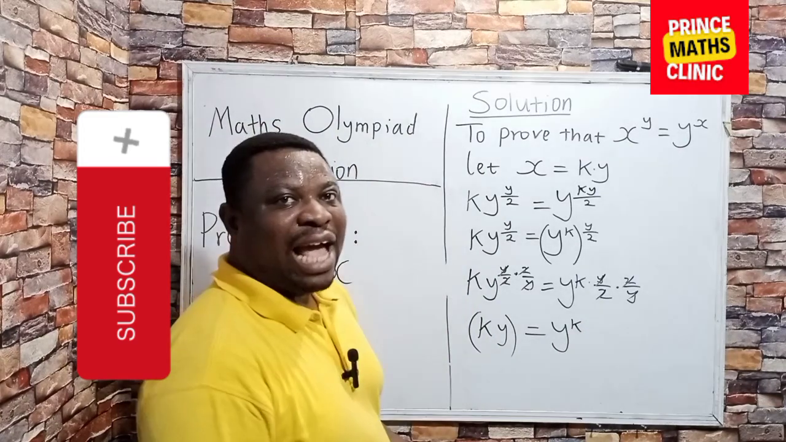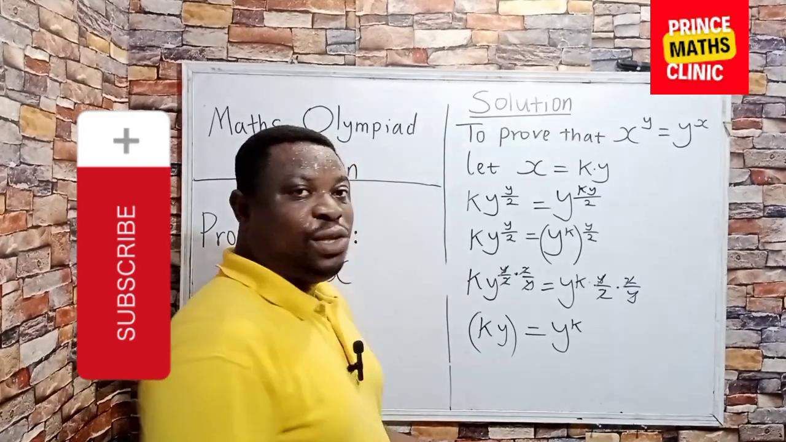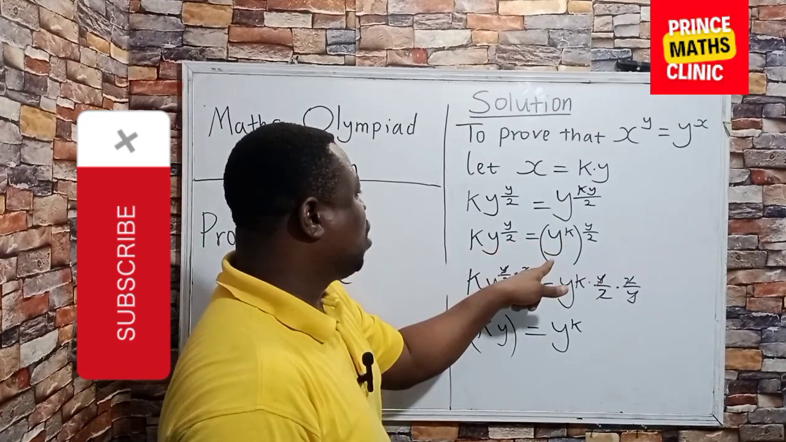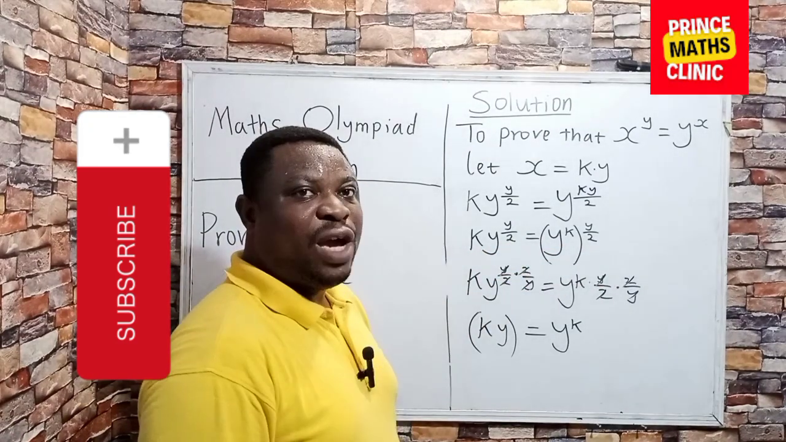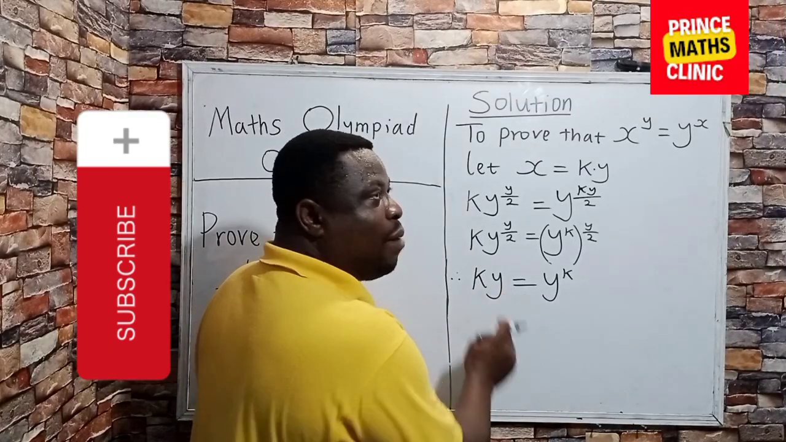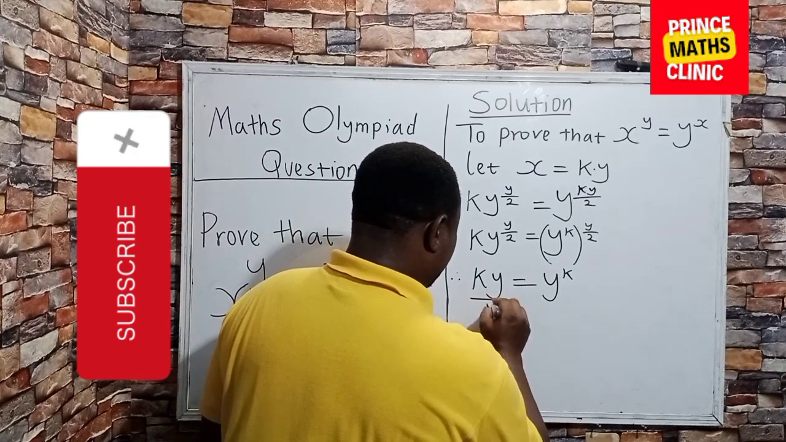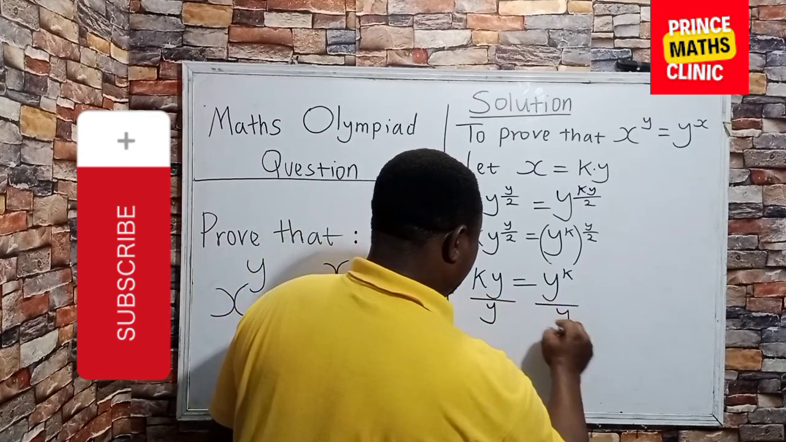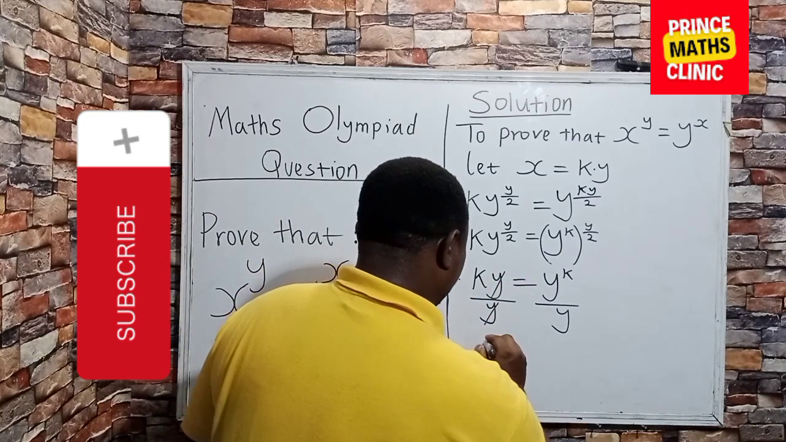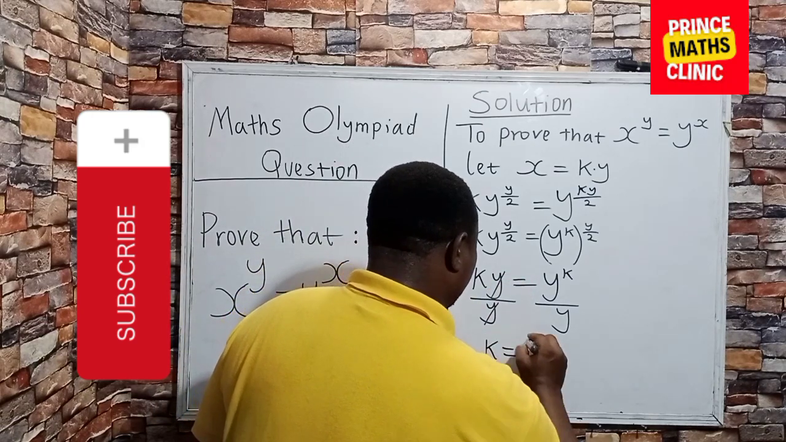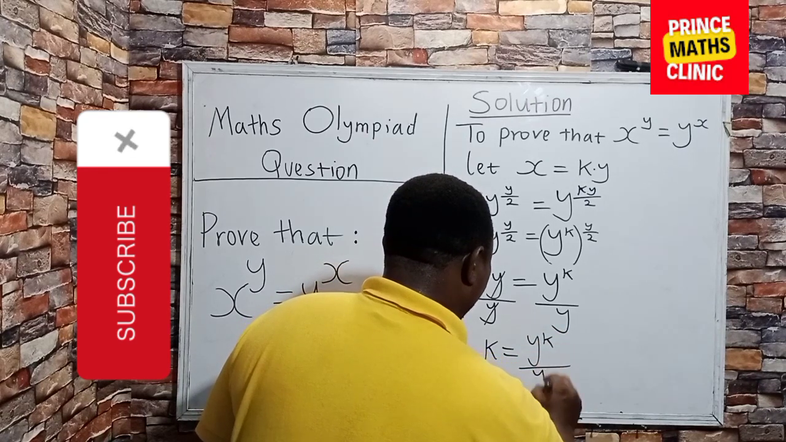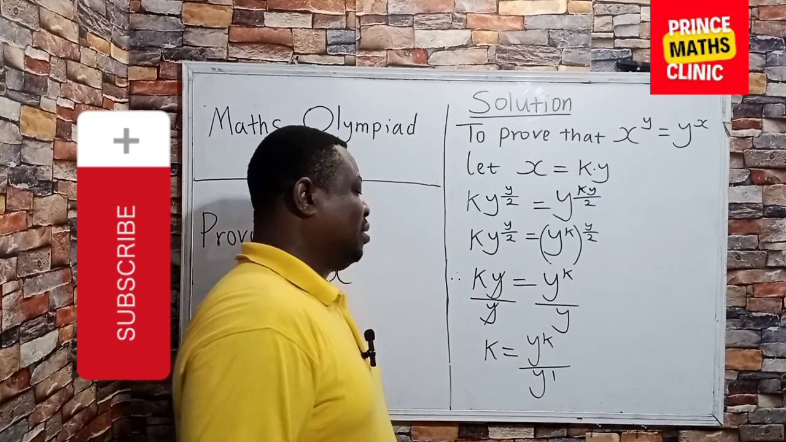But like I told you, once the powers are the same, you can equate the bases. So I prefer using that to save space on my board. I want to divide both sides by y. So y here cancels y. So my k here becomes y to the power of k over y to the power of 1.